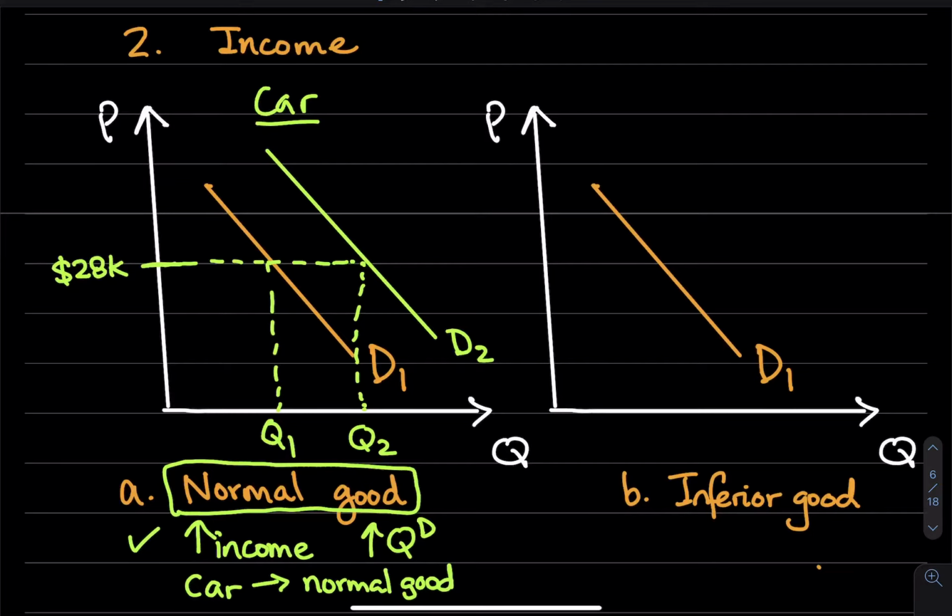Okay, you can think about the opposite scenario. When income falls, then quantity demanded for normal goods would also fall. Okay, so they move in the same direction. That's what's important. Now, moving on to inferior goods, which are characterized by the following. If there is an increase in income, the quantity demanded for that good or service falls. Okay, so there is an inverse relationship.